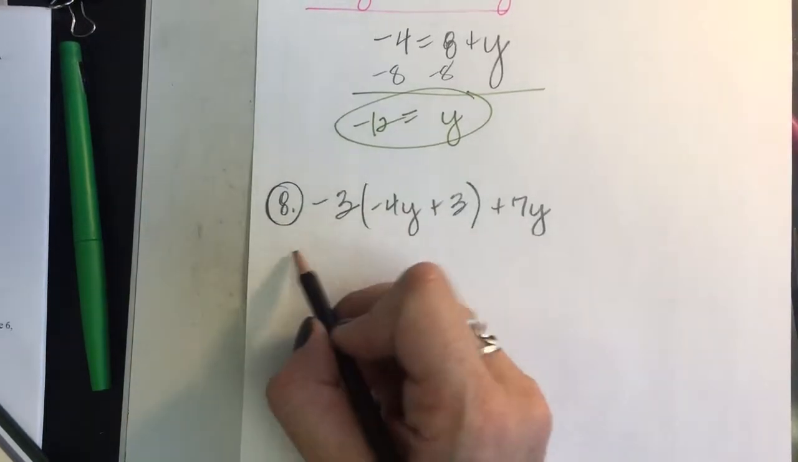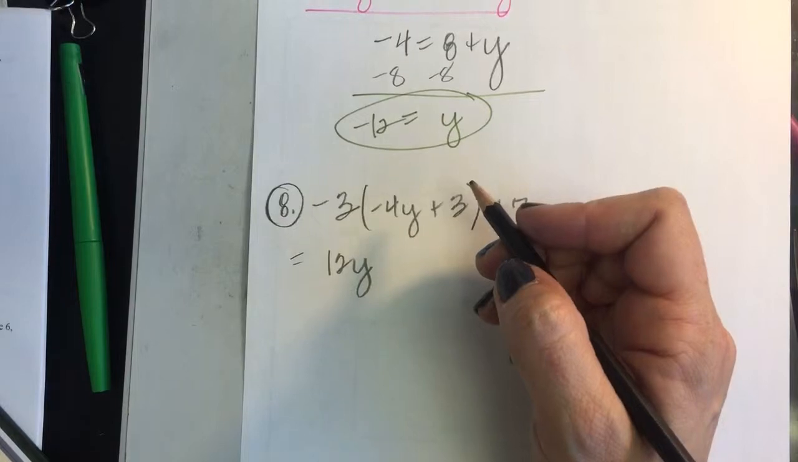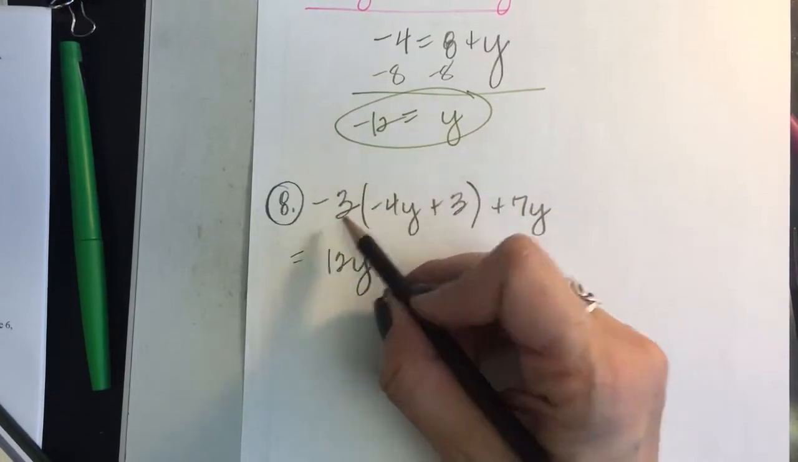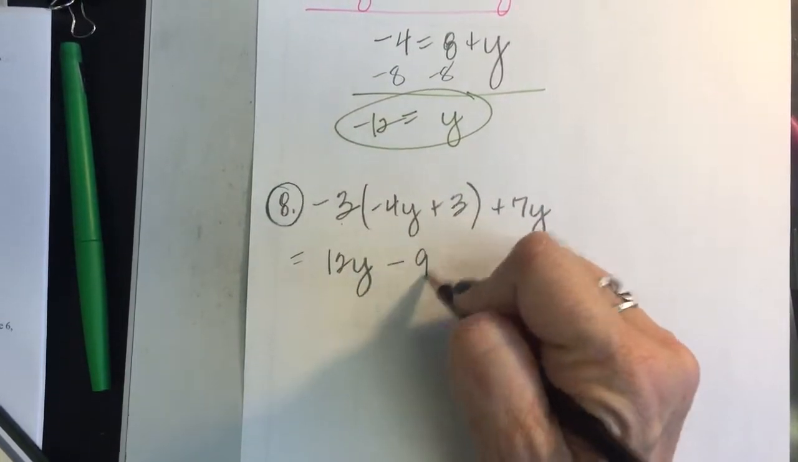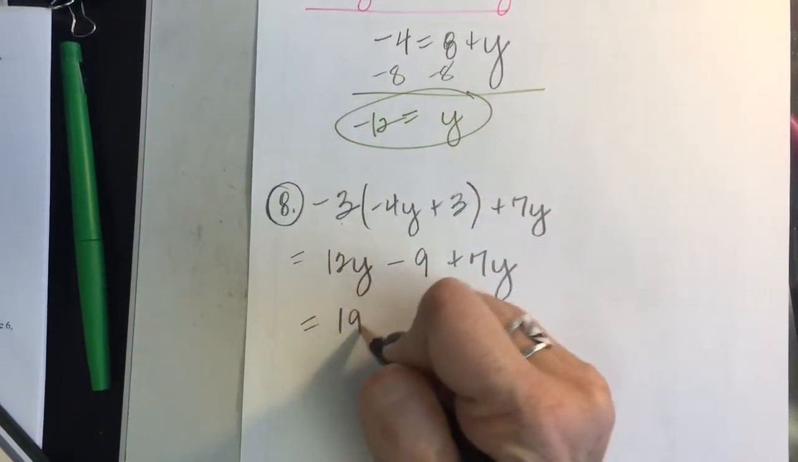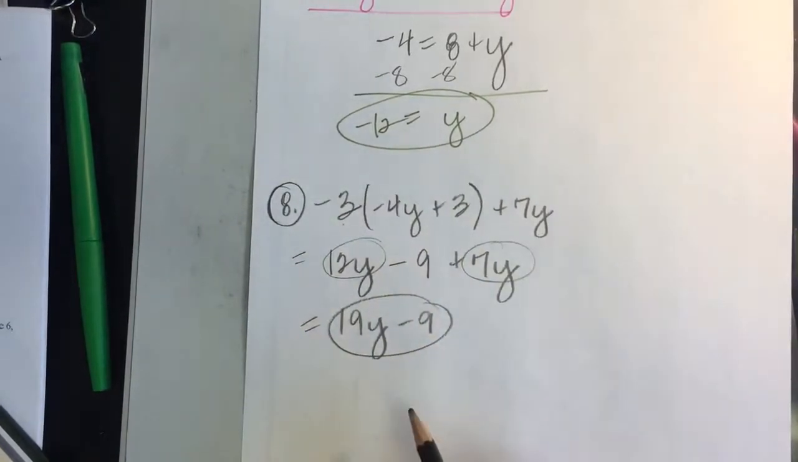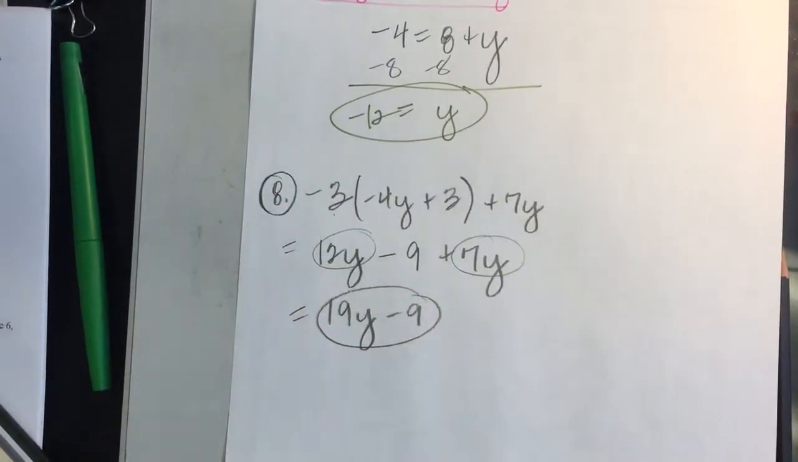Before I can even combine like terms, I've got to distribute. -3 times -4y is 12y. -3 times +3 is going to give me a -9. Then I've got this 7y hanging out here, so 19y minus 9. The like terms were the y's. 19y minus 9.